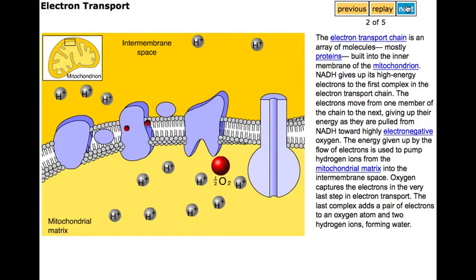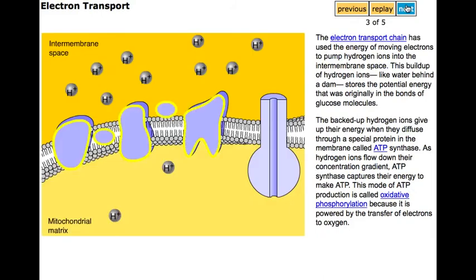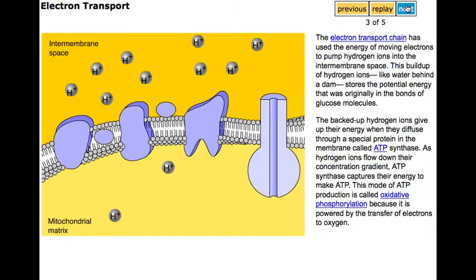The energy given up by the flow of electrons is used to pump hydrogen ions from the mitochondrial matrix into the intermembrane space. Oxygen captures the electrons in the very last step in electron transport. The last complex adds a pair of electrons to an oxygen atom and 2 hydrogen ions, forming water. The electron transport chain has used the energy of moving electrons to pump hydrogen ions into the intermembrane space.